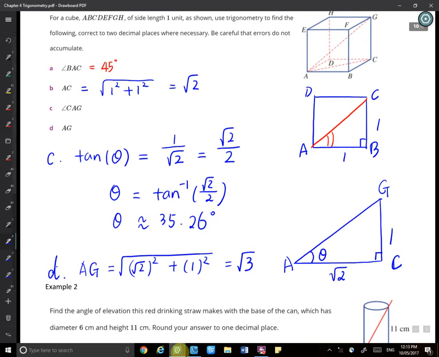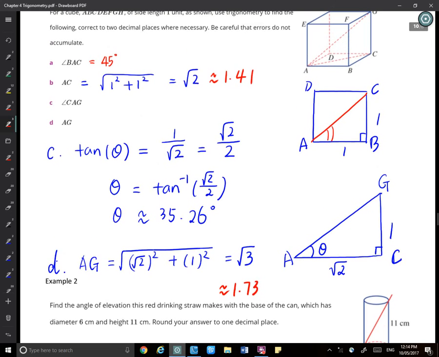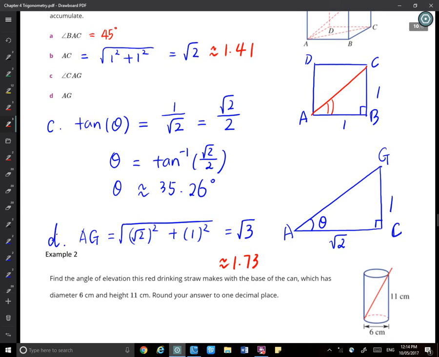If corrected to 2 decimal places, I remember that root 2 is 1.414, so 1.41, and root 3 is about 1.732, so 1.73. You can put that into the calculator. But if you do this a lot, you can remember root 2, root 3, and root 5. Those are 3 values you want to know approximately. I think root 5 is 2.2 something.